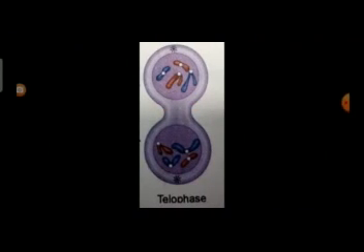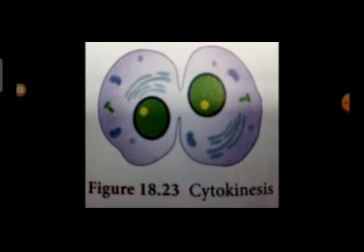Next one is telophase. Each chromatid or daughter chromosome lengthens, becomes thinner and turns into a network of chromatin threads. Nuclear membranes and nucleolus reappear in each daughter nucleus. The next event is cytokinesis. Here the division of the cytoplasm into two daughter cells by constriction of the cell membrane is called cytokinesis.